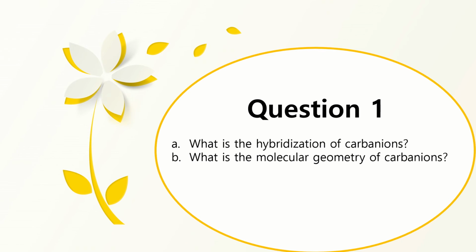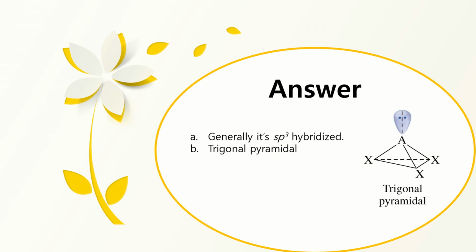So that leads us now to question 1, which is, what is the hybridization of carbanions? And B says, what is the molecular geometry of carbanions? So the answer is they're generally sp3 hybridized, and for the molecular geometry, they are trigonal pyramidal. As we said before, the carbon in the center is generally bonded to 3 things, and then we have the lone pair.